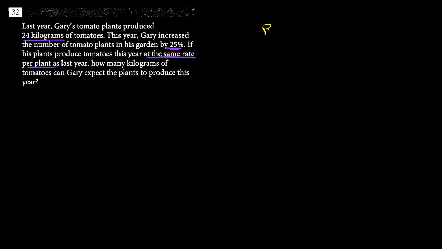This question is all about percentage increase. But what is increasing? Ultimately, it's going to be the tomatoes because Gary, in reality, is increasing the tomato plants by 25%, right? That's what it says. But since all the tomato plants will be at the same rate of growth, we can ultimately say that the tomatoes are increasing by 25% from last year, right?